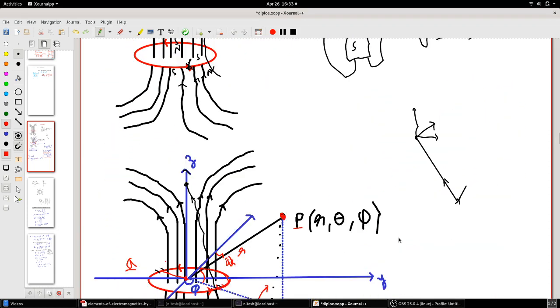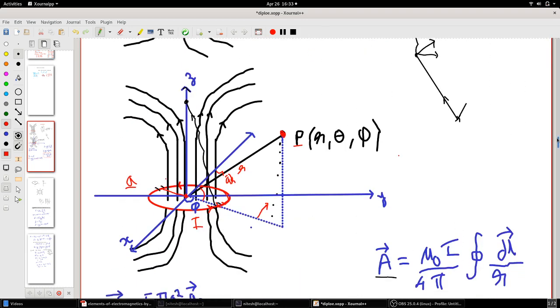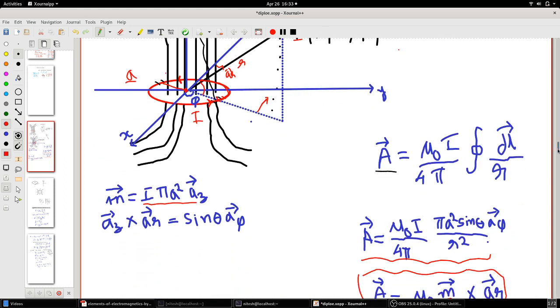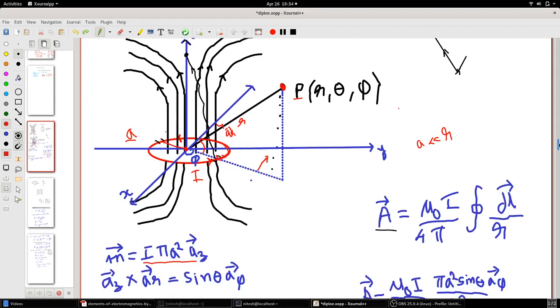Clear? One thing which I failed to mention in my explanation was that for all this math, we are assuming that A is very much less than R. The radius of the loop is much less compared to the distance at which the magnetic field has to be found.